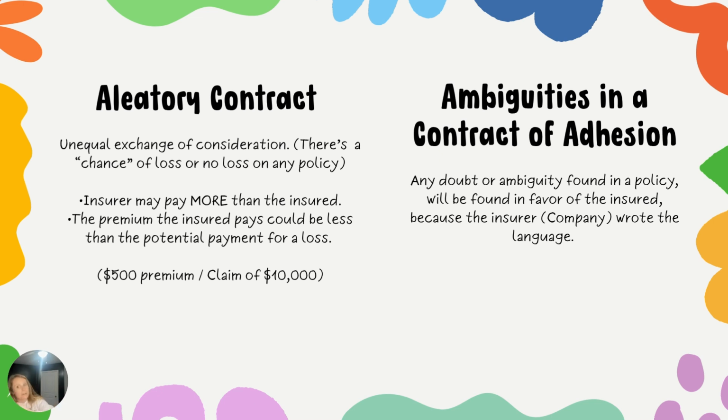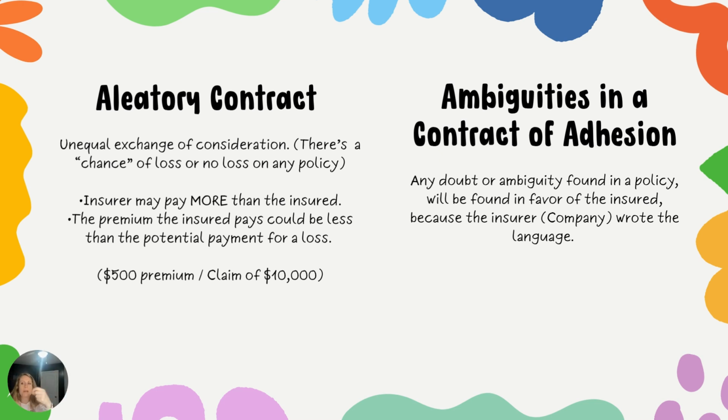They kind of just have to take it or leave it. So in a contract of adhesion, any ambiguities are going to be in favor of the insured because it's stuck. They had to just take it as is. So they kind of go hand in hand. A good way to remember that is to think the A and A.